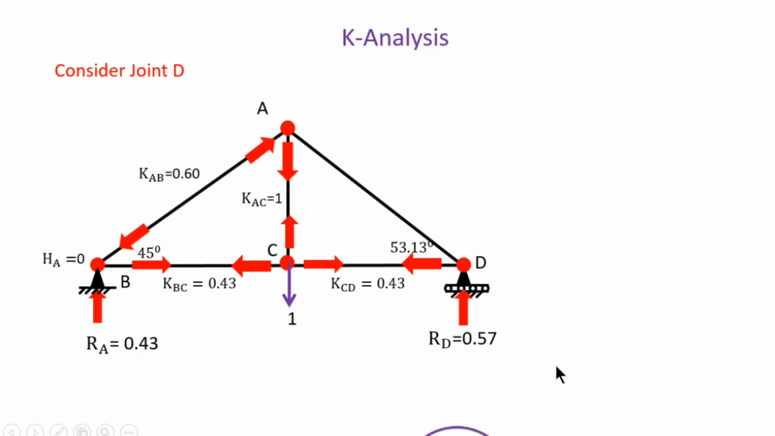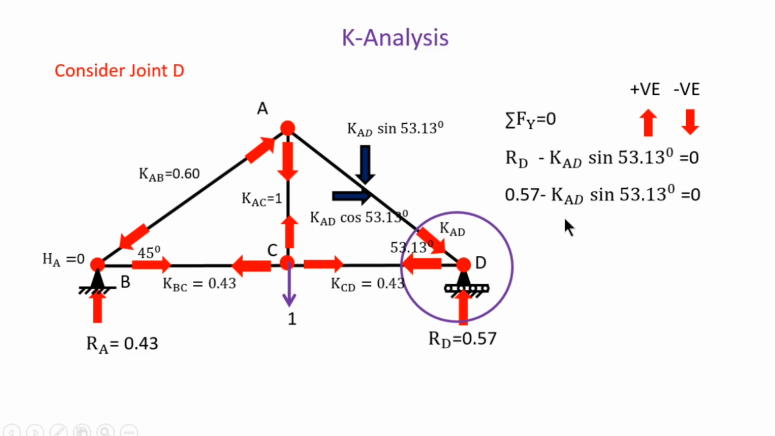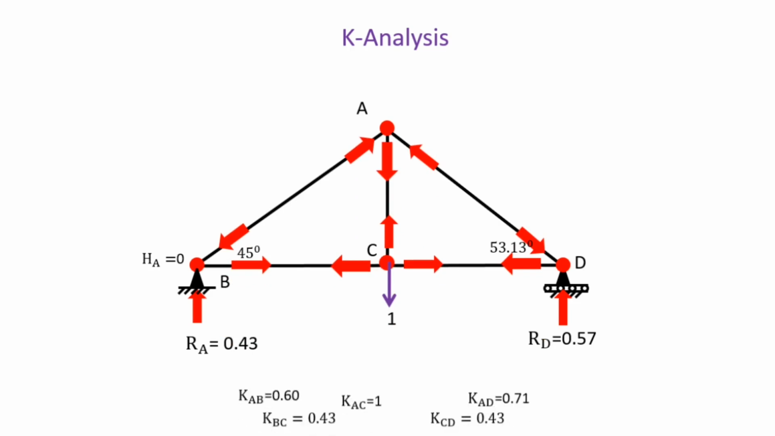Then next consider joint D and find the force KAD. Assume the direction of KAD is towards the joint, and this member is inclined, so resolve this into two forces. Horizontal force is toward the right, that is KAD cos 53.13, and vertical force is downward, KAD sin 53.13. So we are applying the sigma Fy condition. Vertical force upward is RD, and this KAD sin 53.13 is downward, that is why it is a minus, and summation is equal to 0. So put the value of RD: 0.57 minus KAD into sin 53.13 is equal to 0. So KAD is 0.71.